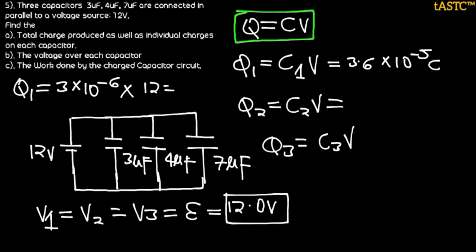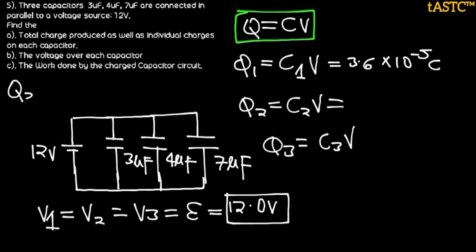Coulombs. Now let us find out what is going to be the second charge. So Q2 is going to be equal to C2 multiplied by V. In this case, C2 is 4, so that will be 4 multiplied by 10 to the negative 6, multiplied by 12. So that gives us 4.8. So this will be 4.8 multiplied by 10 to the negative 5 coulombs.